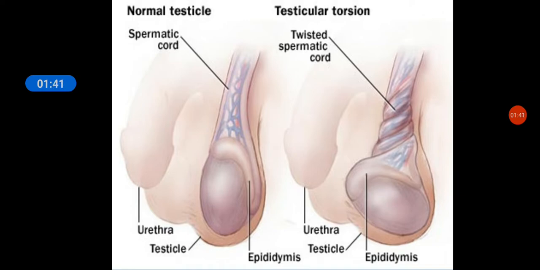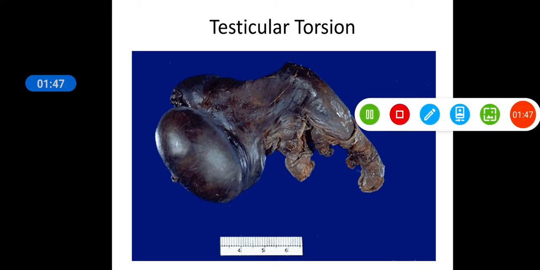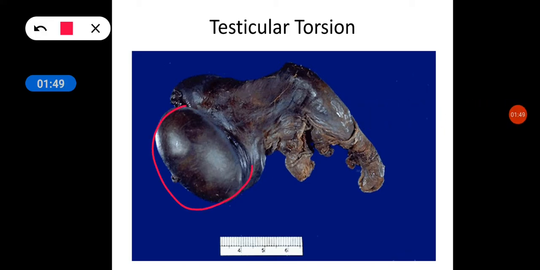This is the specimen of torsion testis. This is the testis, then you have the epididymis going like that, and this is the spermatic cord. From the gross itself, you can see that it is brown to black. Sometimes, if it is an acute condition and not a chronic one, it can be red also.